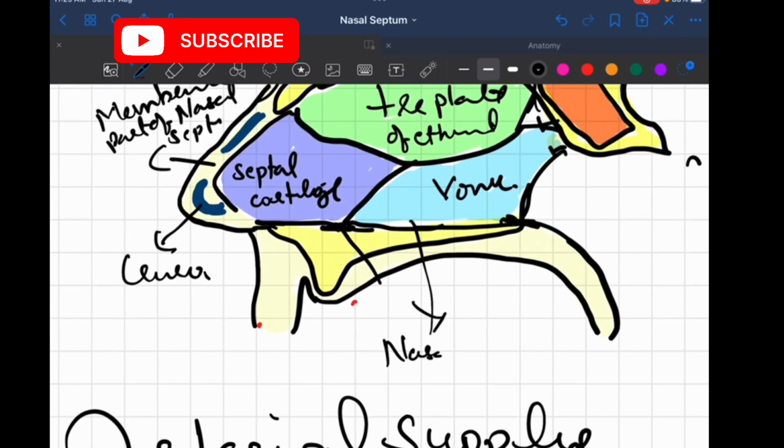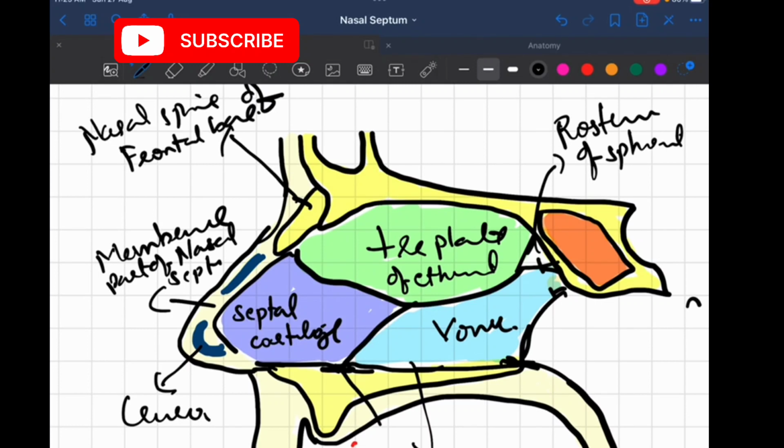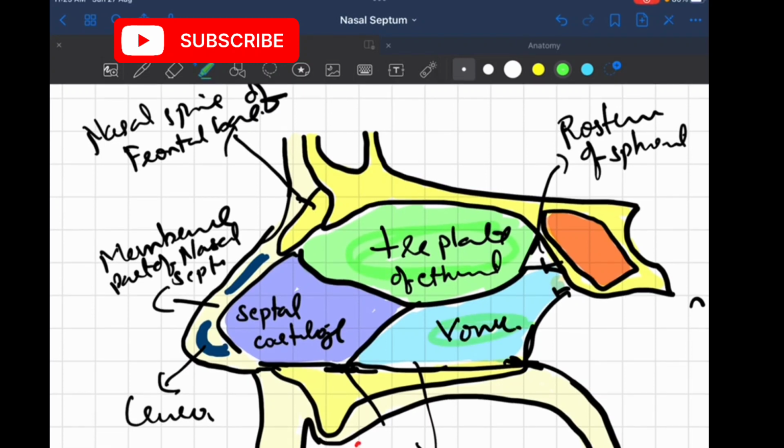nasal crest of maxilla and palatine, as well as the nasal spine of frontal bone. Mainly these two parts contribute, and the others have little contribution to the bony framework. In cartilage, it is mainly the septal cartilage.